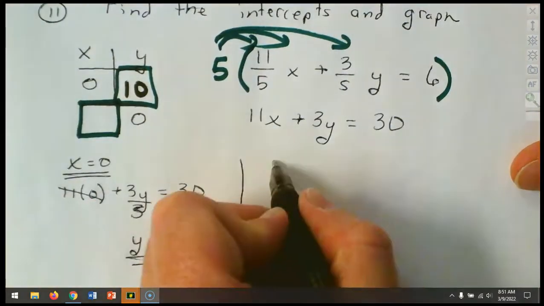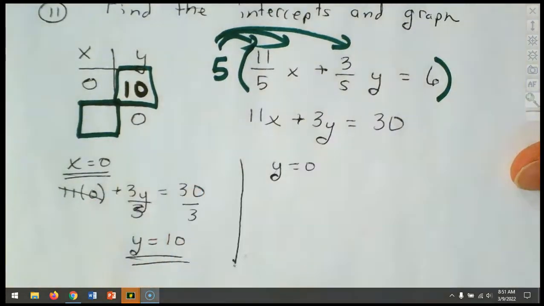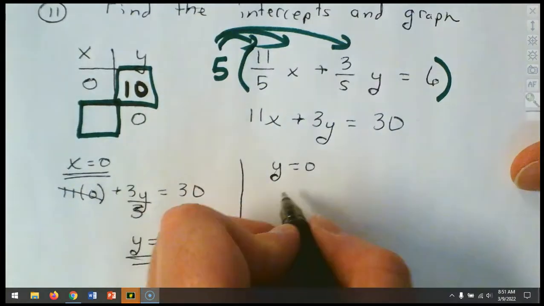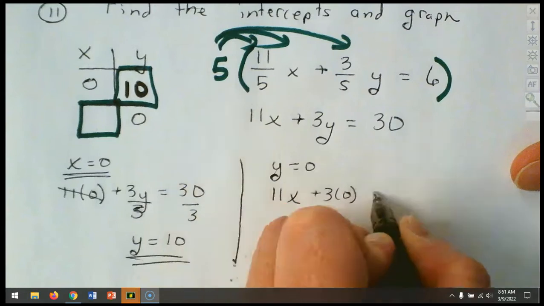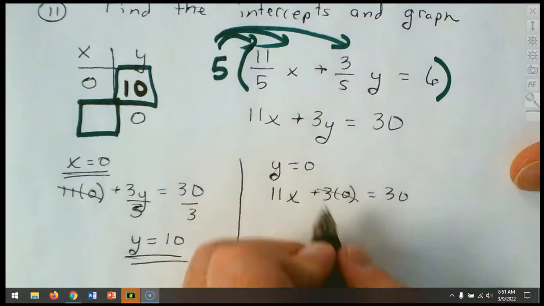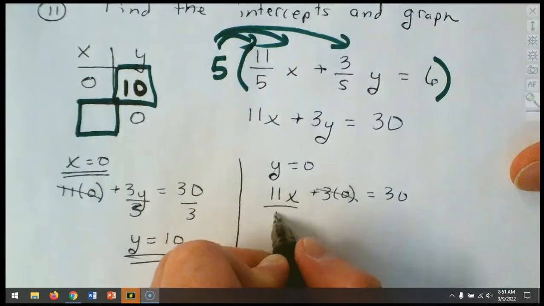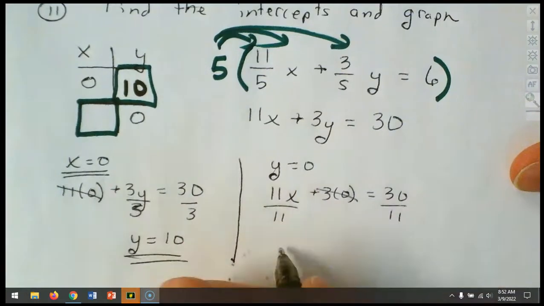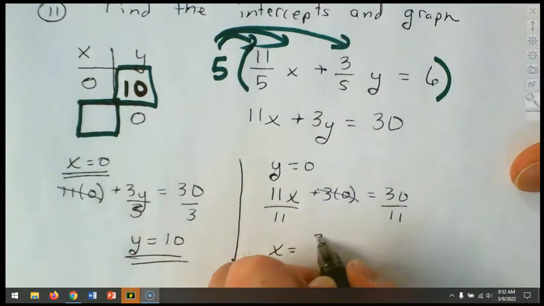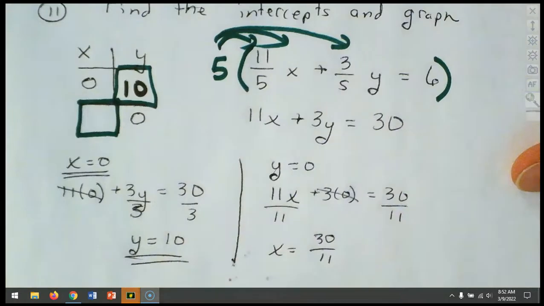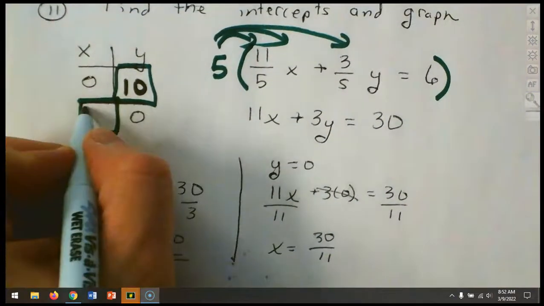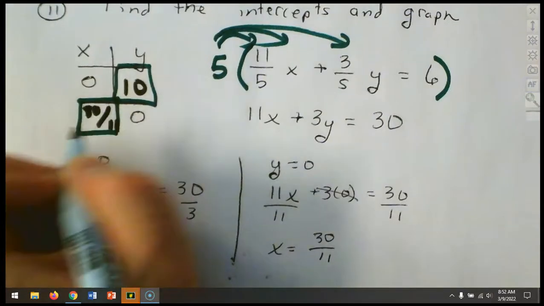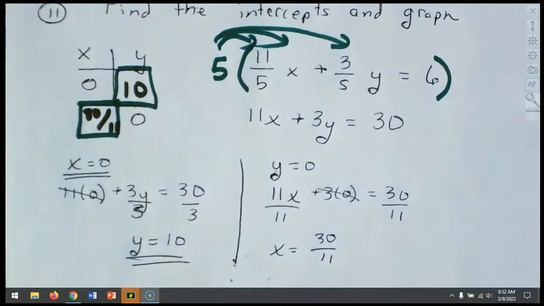We're going to use y equals 0. Well, if I plug in y equals 0, we get 11x plus 3 times 0 equals 30. So that piece is gone. We divide by our 11. And now we get x is 30 over 11. And that's okay. We can graph a fraction. What we do when we graph that fraction is we just estimate where it's at.